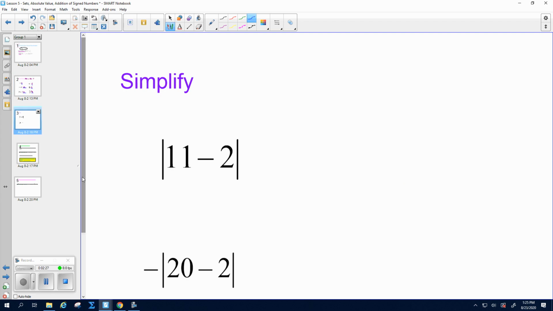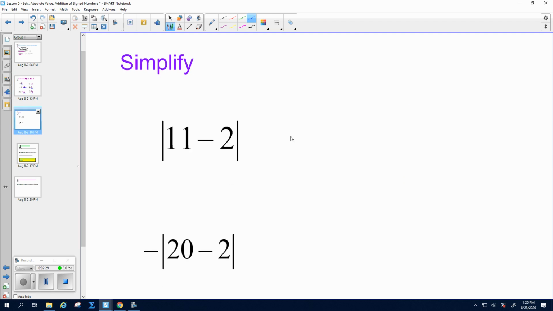So what is the absolute value of 11 minus 2? Start by subtracting these on the inside. So I drew my bars. What's 11 minus 2? 11 minus 2 is 9. Then take the absolute value of 9. The absolute value of 9 is 9. And then I'm going to box my answer. So my final answer is +9.